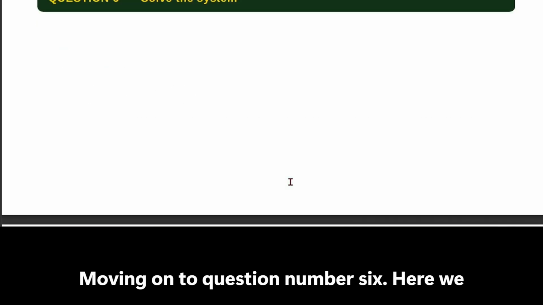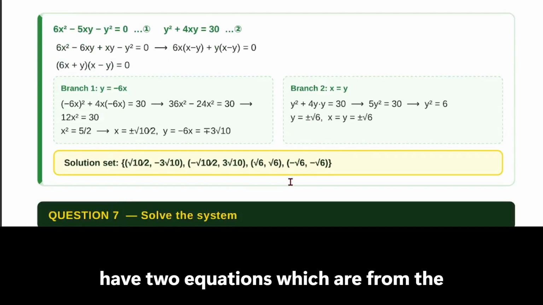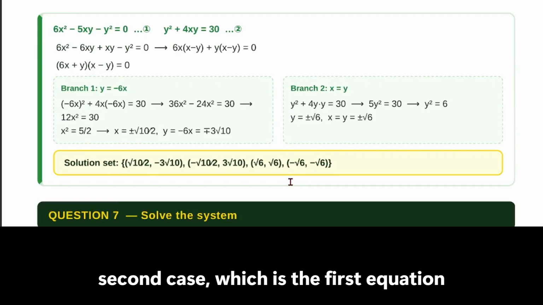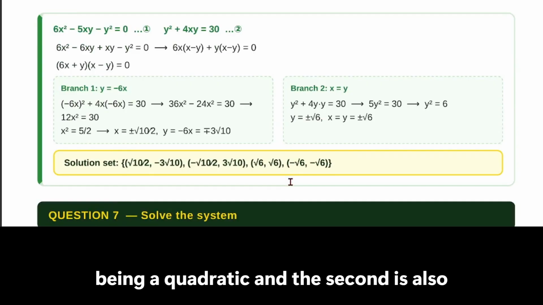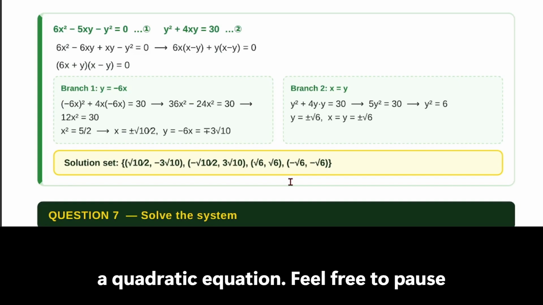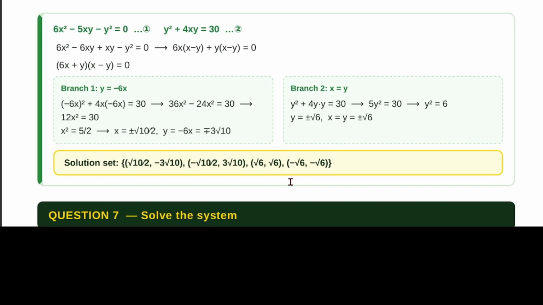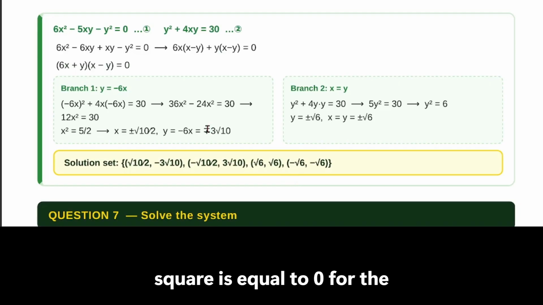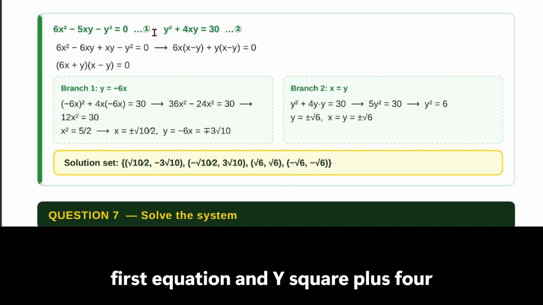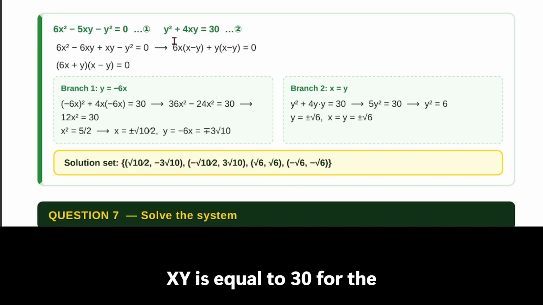Moving on to question number 6. Here we have two equations which are from the second case, which is the first equation being a quadratic and the second is also a quadratic equation. We have 6x squared minus 5xy minus y squared is equal to 0 for the first equation, and y squared plus 4xy is equal to 30 for the second.